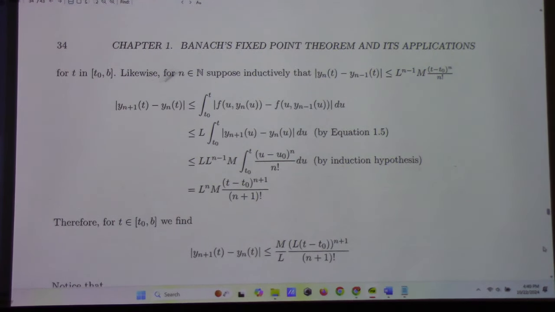So by proof by mathematical induction, we have proved that the absolute value of y_{n+1}(t) minus y_n(t) is less than or equal to this contraption right here. But what is this? Can you recognize what that is? Got an n factorial in the denominator. That's nice. Power series. I like that. What power series of what? It's like exponential.